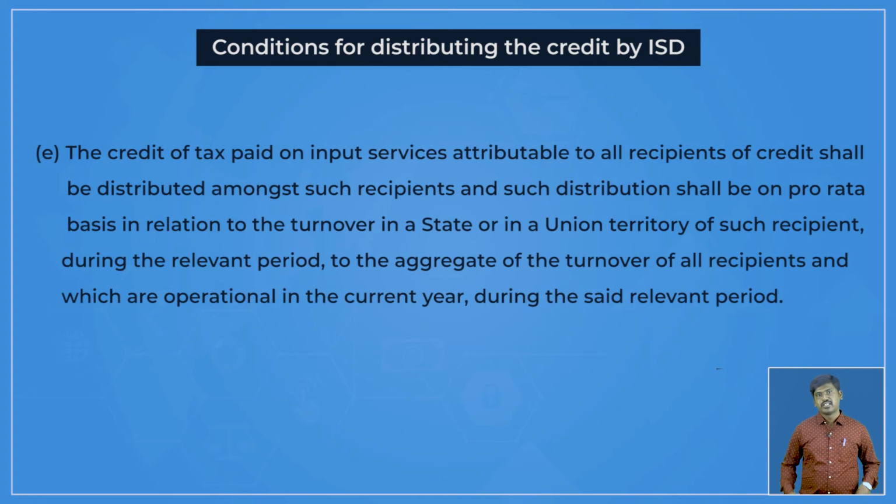Number 5, the credit of tax paid on input services attributable to all recipients of credit shall be distributed amongst such recipients, and such distribution shall be on a pro rata basis in relation to the turnover in a state or in a union territory of such recipient during the relevant period to the aggregate of the turnover of all the recipients and which are operational in the current year during the said relevant period.